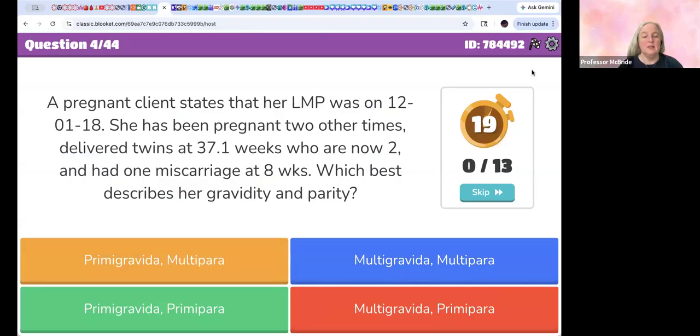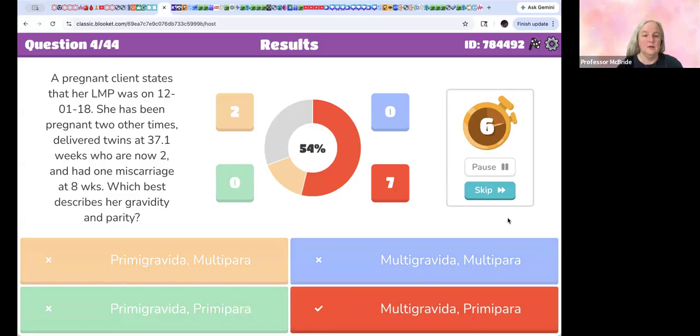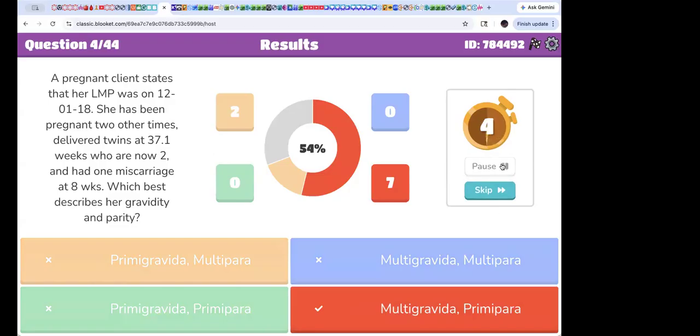So no promises. Same girl, gravidity and parity. So remember we talked about how she's had multiple pregnancies, so she's a multigravida, but she's only a primipara because she's only completed 1 pregnancy past 20 weeks. Oh, darn.